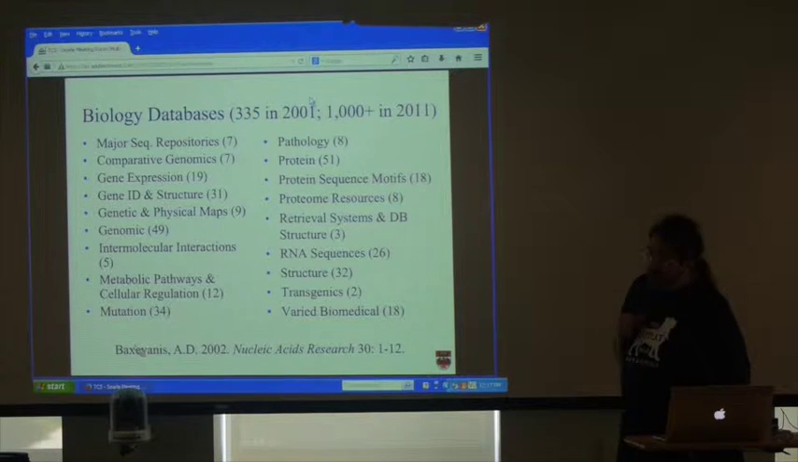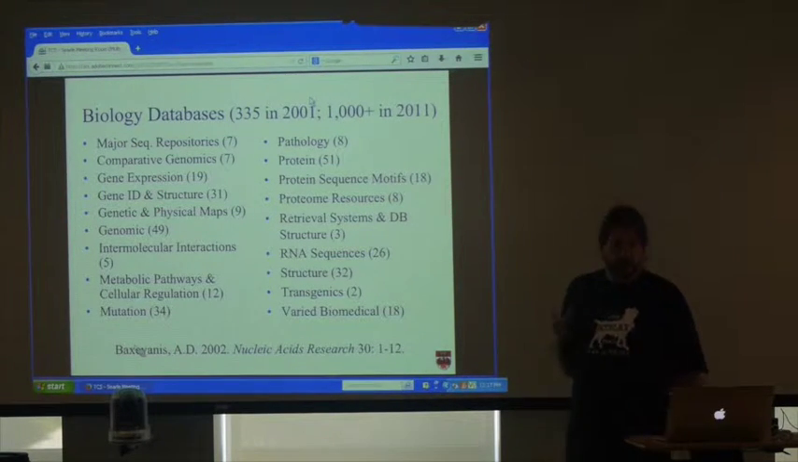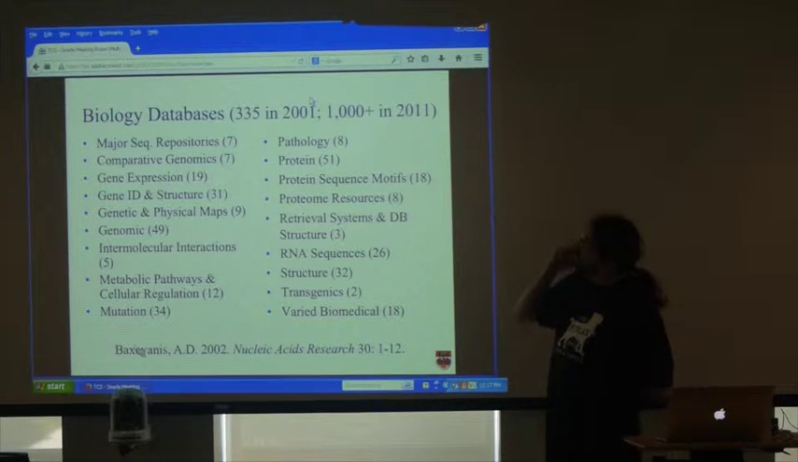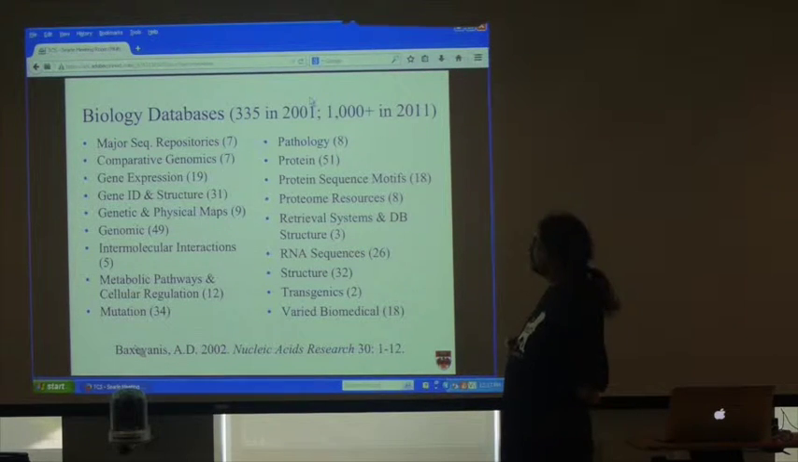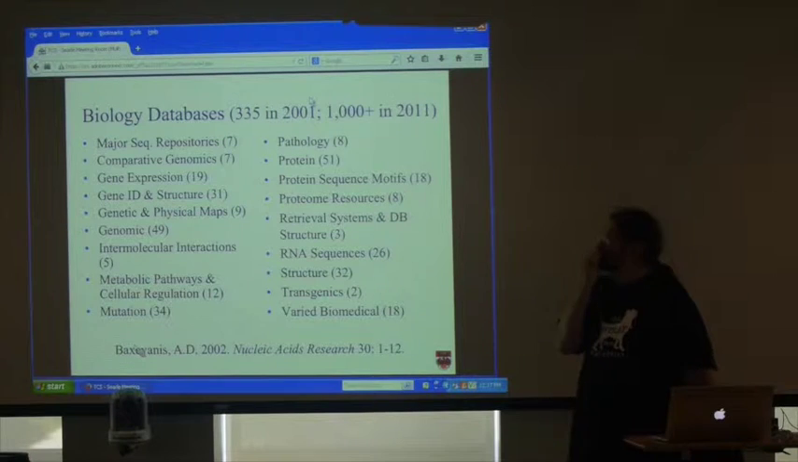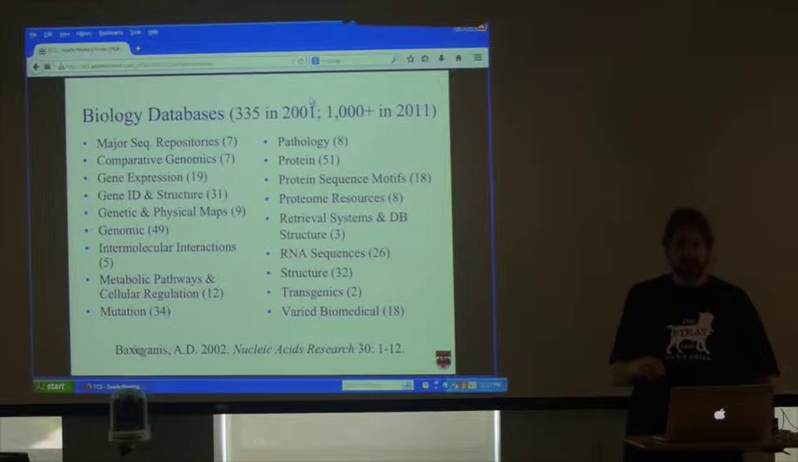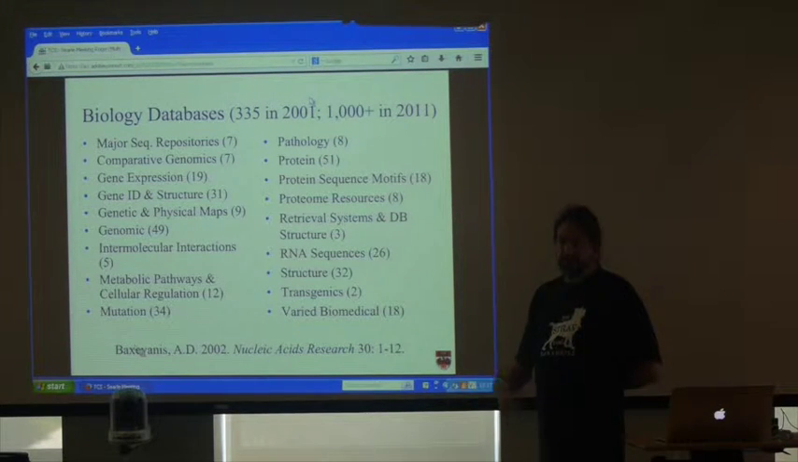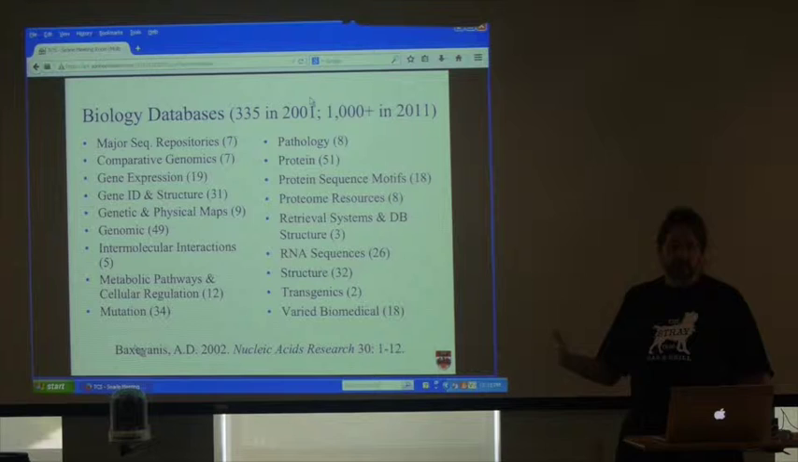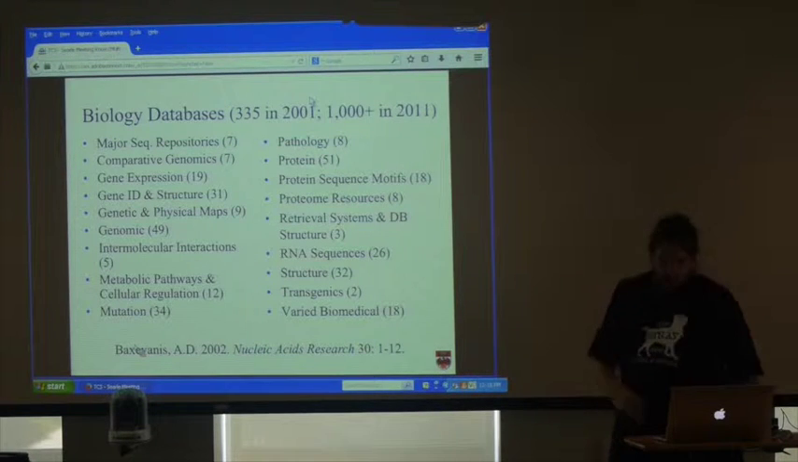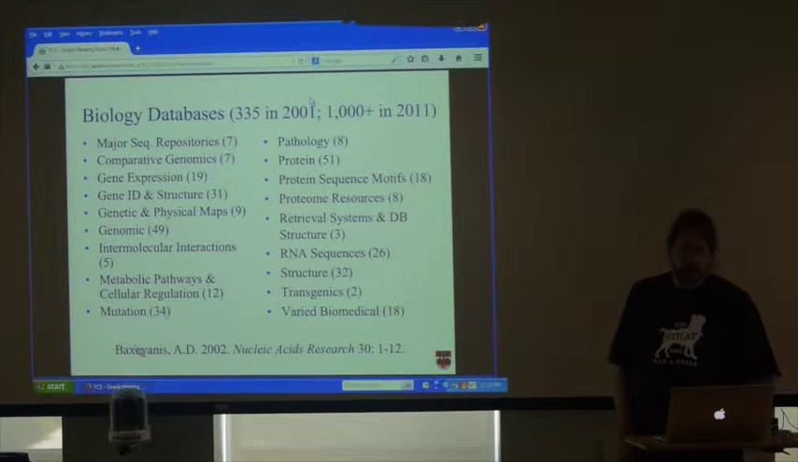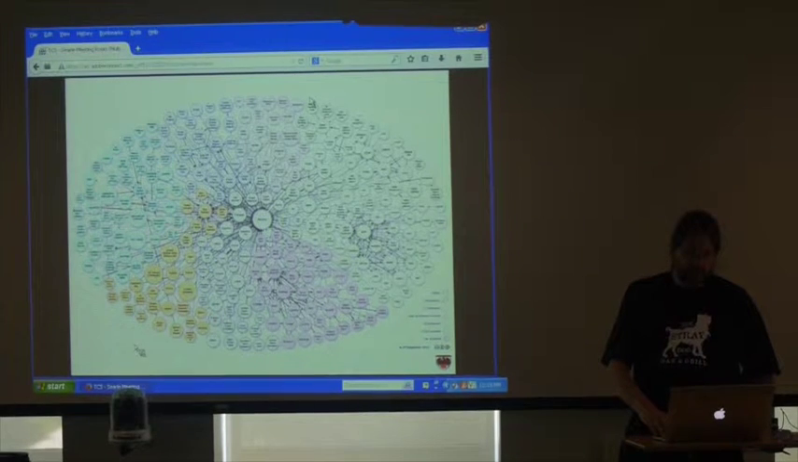But you say, well, how big is the universe that we're trying to integrate over? Well, back in 2001, when we started in earnest on this, there were about 300 biological databases. In 2011, the last time I computed it, there were over 1,000 databases, right? So not thousands of data items, thousands of databases, each of which could contain thousands or millions of data items. So a huge amount of data, right? Massive numbers of databases.